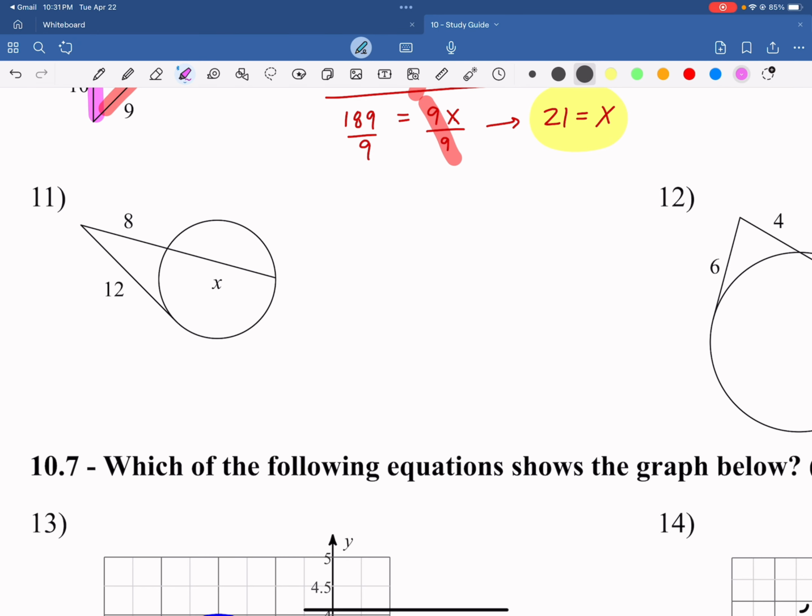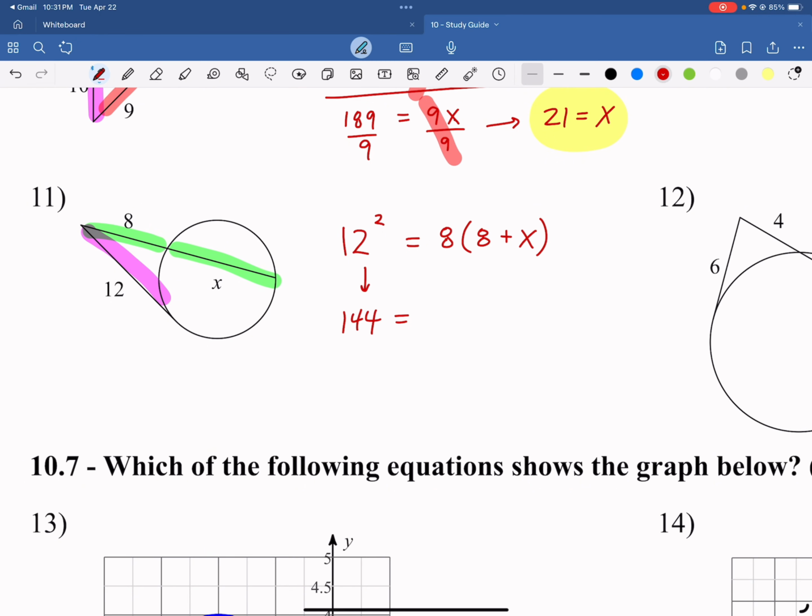Here's what I mean. So 12, right? That's going to be 12 squared because that's a tangent line. It's just multiplied by itself. And then 8 times 8 plus x on the right side. So 12 squared is not 24. Remember, it's 12 times 12.